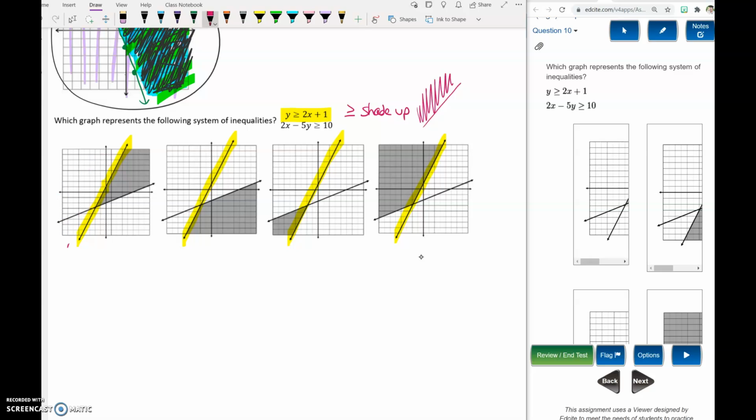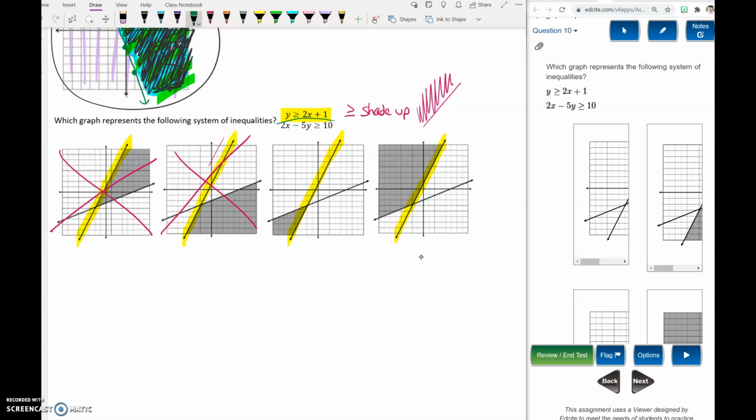And in this one, neither of those are shaded, so that's not your answer. In this one, neither of those are shaded, so that's not your answer. In this one, one of those is shaded, so it might be your answer. And here, one of them is shaded, so it might be your answer.